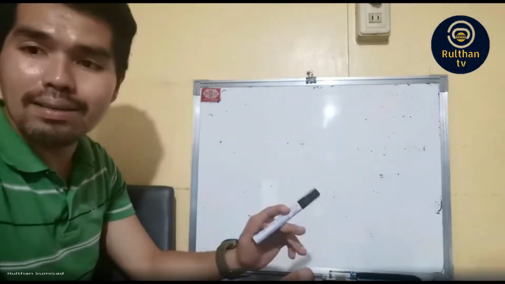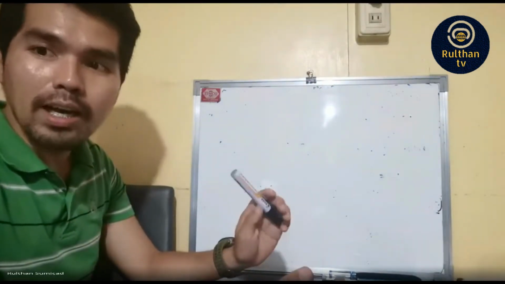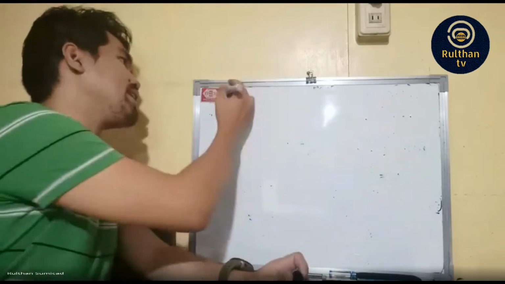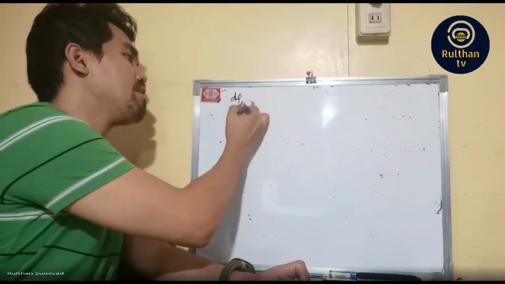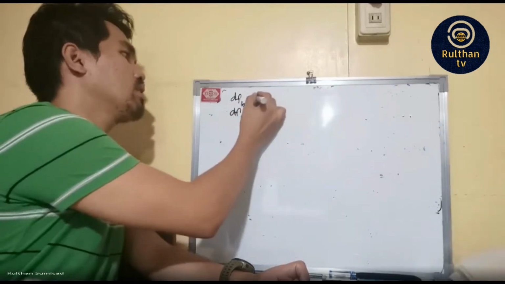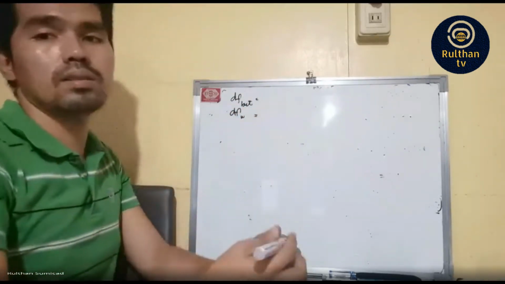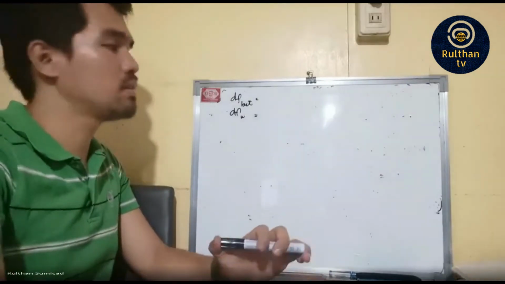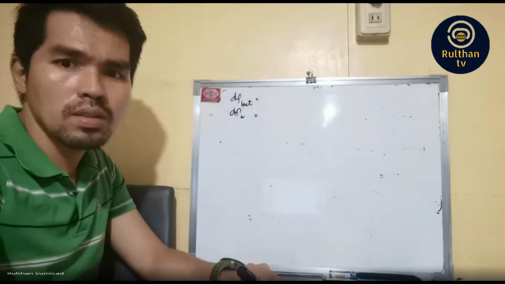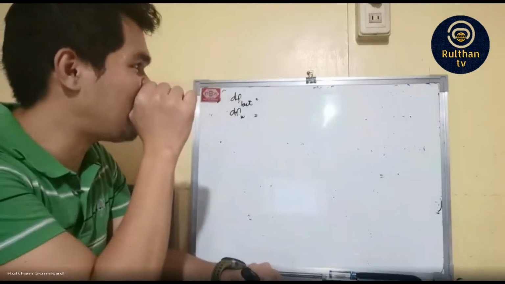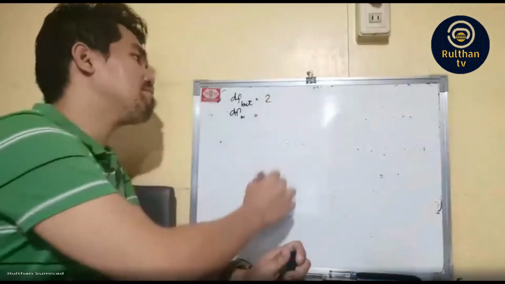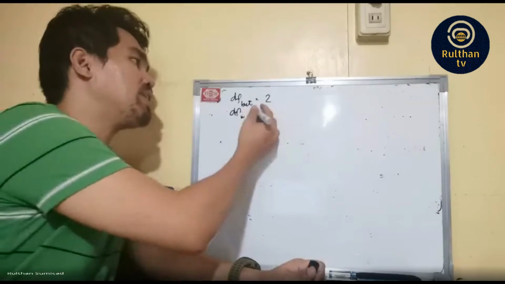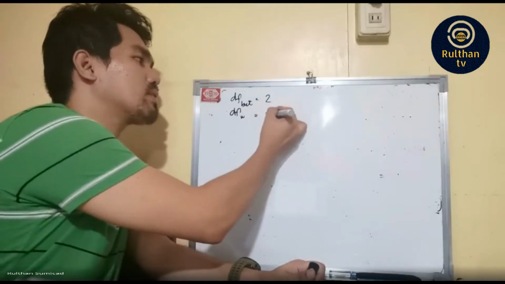Now let us have, okay, let's start with our DF. DF between and DF within. Give me the answer. Our DF between is 2. What about the DF within? Our DF within is 237.